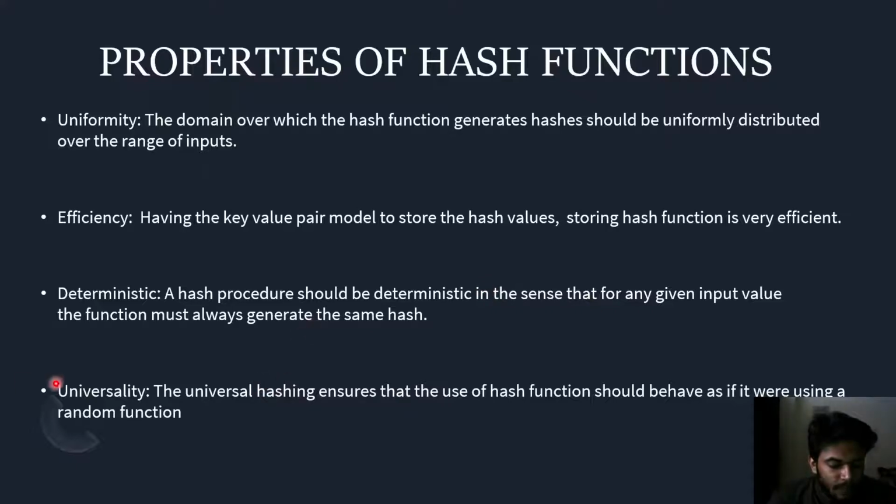The last one is universality, and that means that the hashing function is chosen such that it is really random. It is just like choosing a random function which will generate the hash for us for the given set of inputs, or the message in this case.